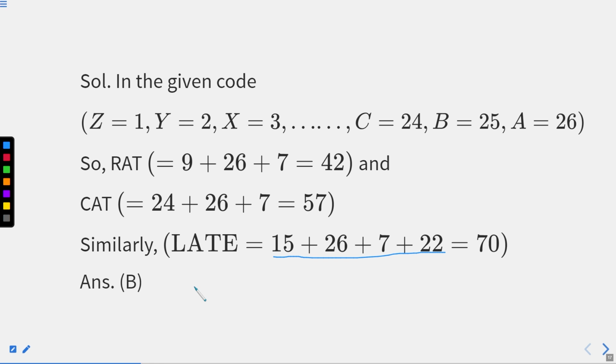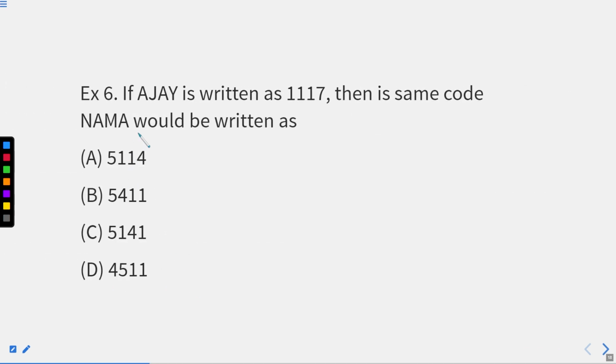Now we'll move to the next question as well as the next concept. This is a totally different concept from the other 5 that we have done till now. This question says, if the word Ajay is written as 1117, then the same code, NAMA, would be written as what. Now you can directly relate the letter A with its place value. For Z, we know the place value is 10. So what you will do is add both the numbers, that is 1 plus 0, and eventually you will get 1. So this is how it is related.